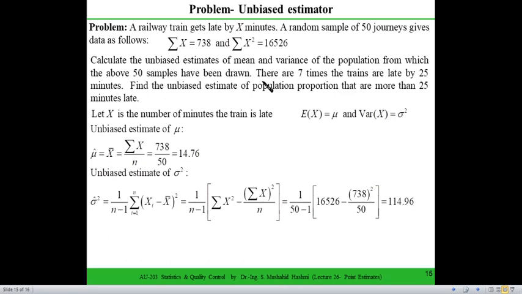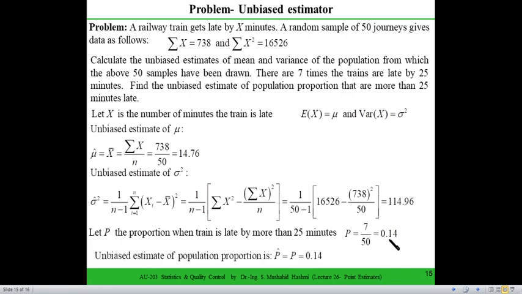In the second part, there are 7 times the trains are late by 25 minutes. So the proportion P, when the train is late by 25 minutes, is 7 out of 50 different samples, so it would be 0.14. And the unbiased estimate of the population parameter is also 0.14. So it is satisfying. It means that would be the unbiased estimate of this population proportion where the train is late by more than 25 minutes.